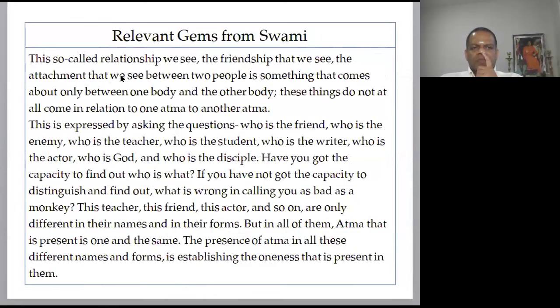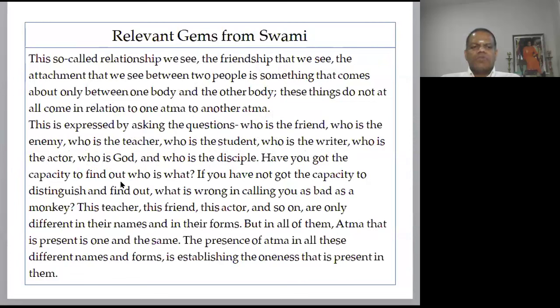This so-called relationship we see, the friendship that we see, the attachment that we see between two people is something that comes about only between one body and the other body. These things do not at all come in relation to one Atma and another Atma. This is expressed by asking the questions, who is a friend? Who is the enemy? Who is the teacher? Who is the student? Who is the writer? Who is the actor? Who is God? And who is the disciple?